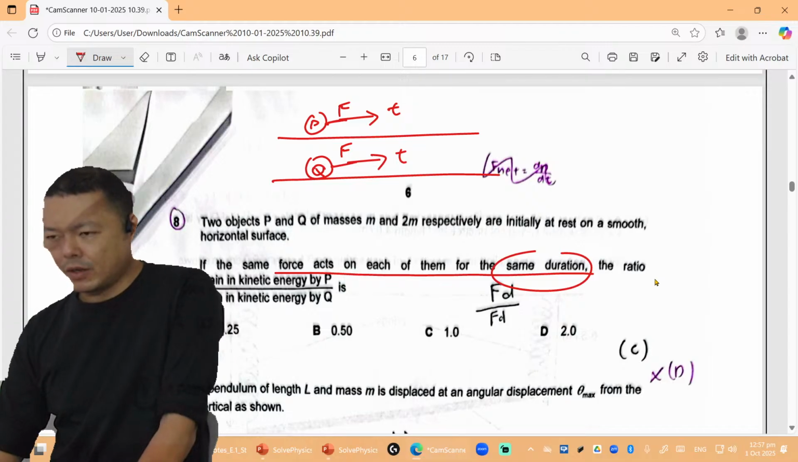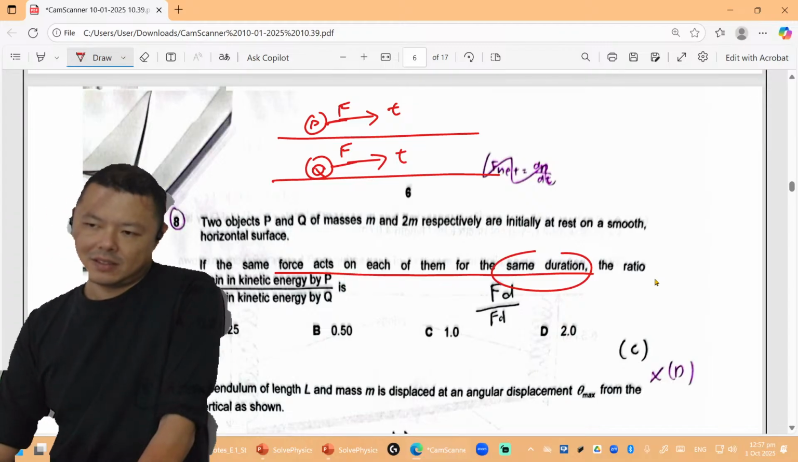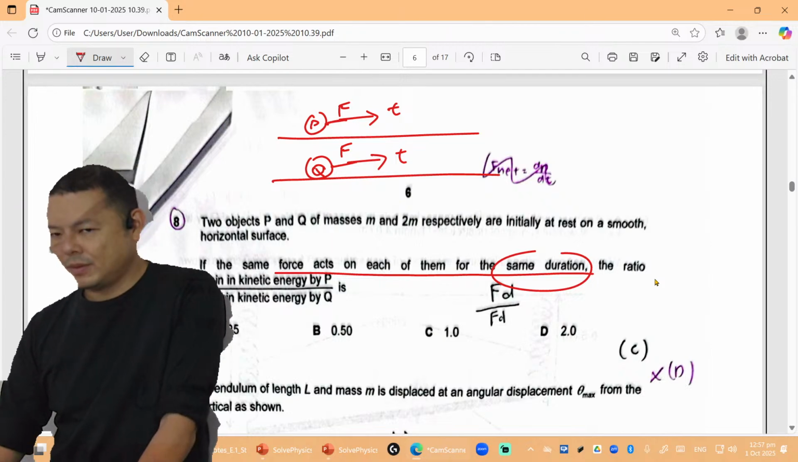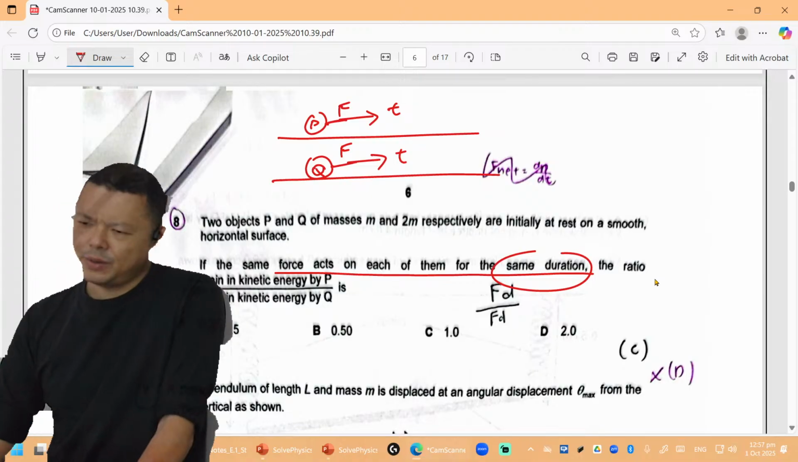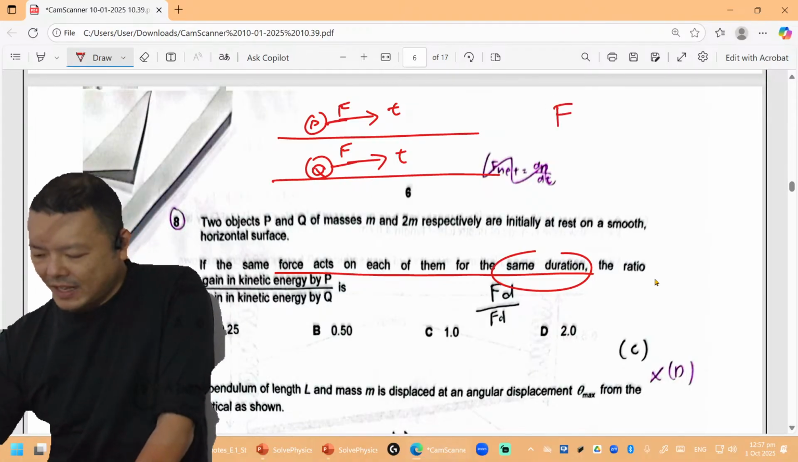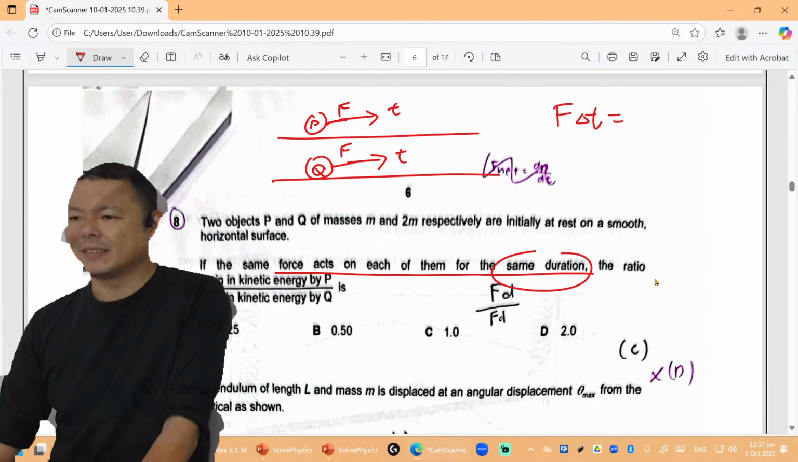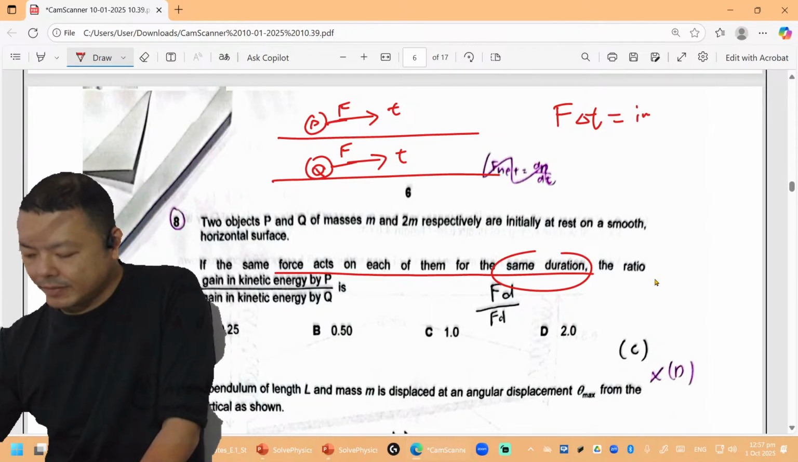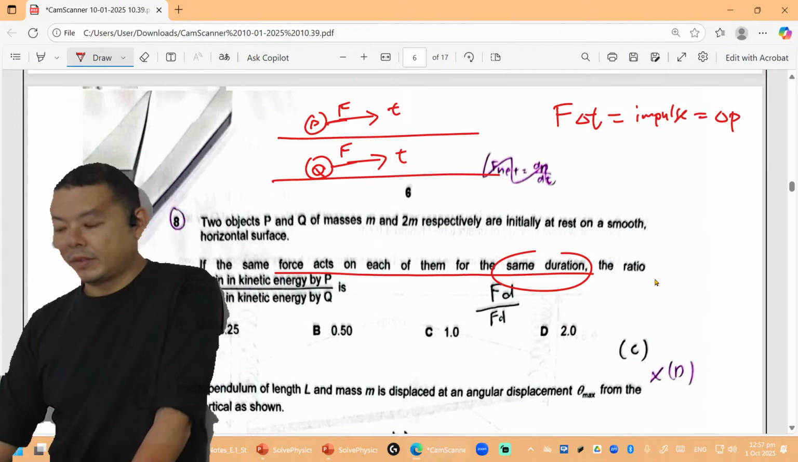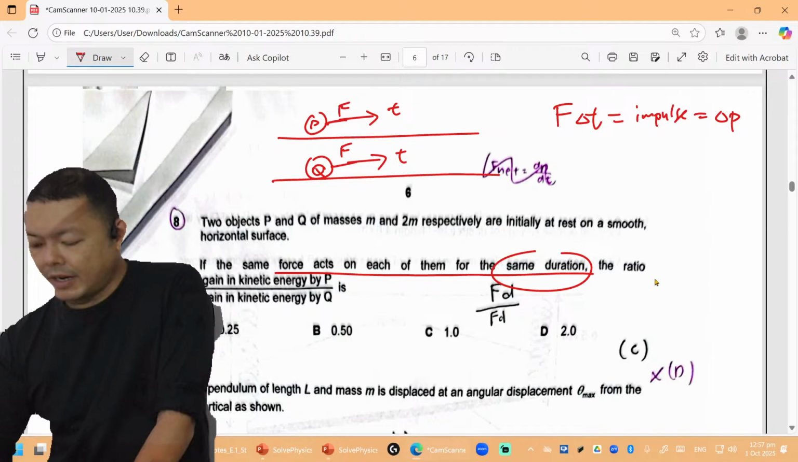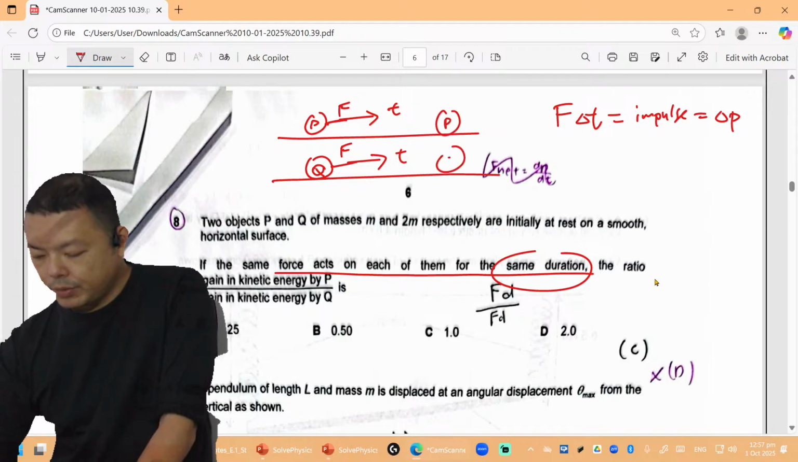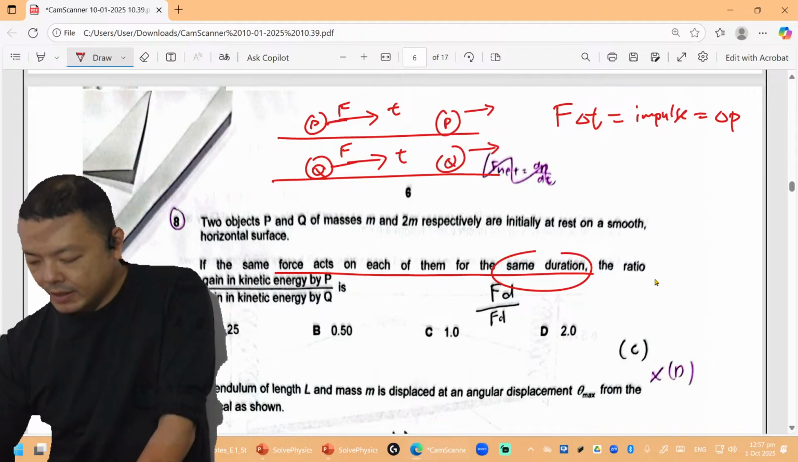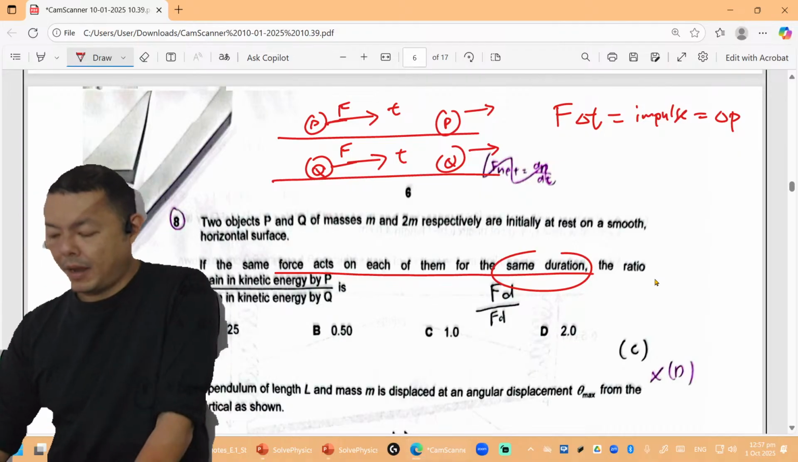They gain the same amount of... Velocity, no. Momentum. Why though? What does F times delta T give you? Yeah, that's impulse, and that's basically change in momentum. So both objects will gain the same amount of momentum. So object P and object Q will have the same momentum. They will have the same mv.